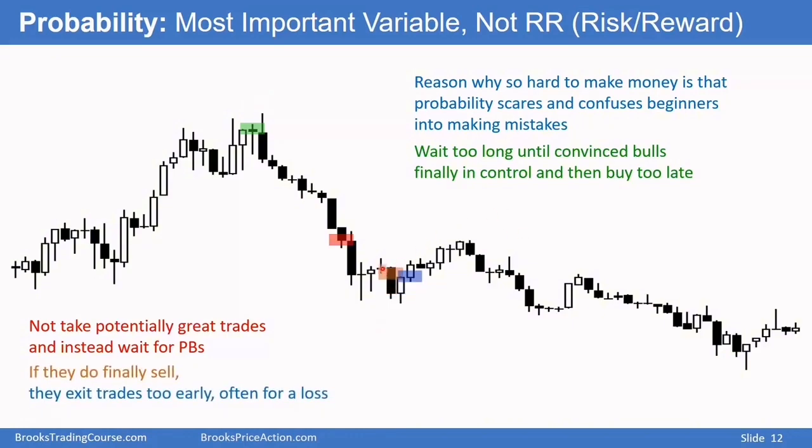When a beginner finally does sell, let's say he sells below this low 1 bear flag, he'll end up exiting too early for a loss or break even. He sells here and he sees a decent bull reversal bar here, a double bottom, maybe a big double bottom, and he buys. And he exits on the reversal up.